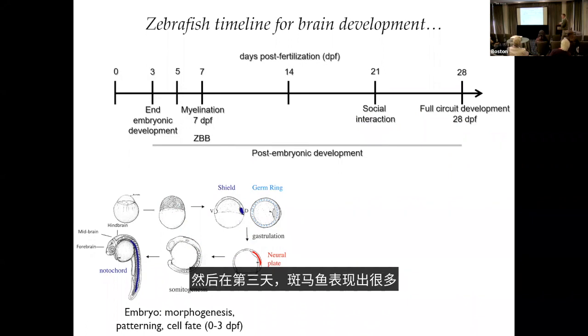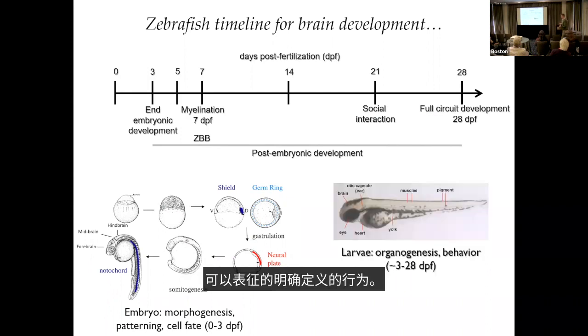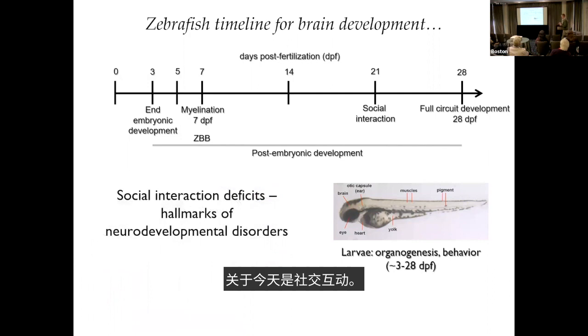And then from day 3 forward, the zebrafish display a lot of well-defined behaviors that can be characterized. The one I'm going to talk about today is social interaction. Social interaction deficits are hallmarks of neurodevelopmental disorders, so we're going to use that as a hallmark of disruptions in the signaling in a brain circuit as a first step.